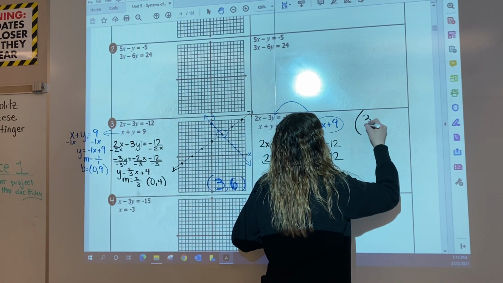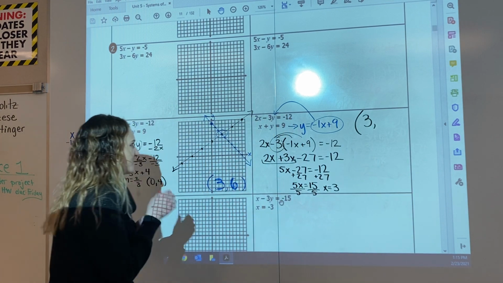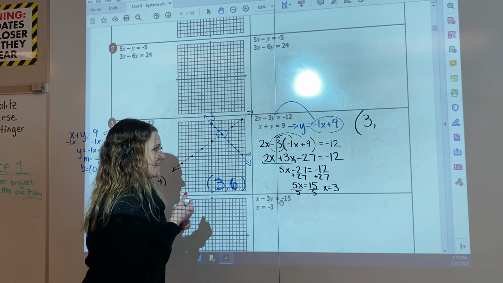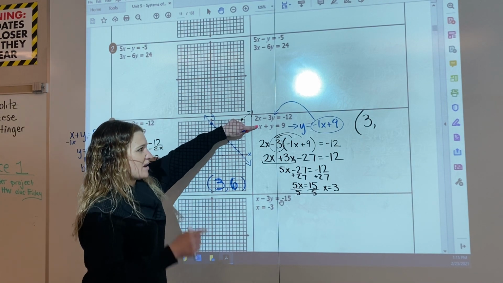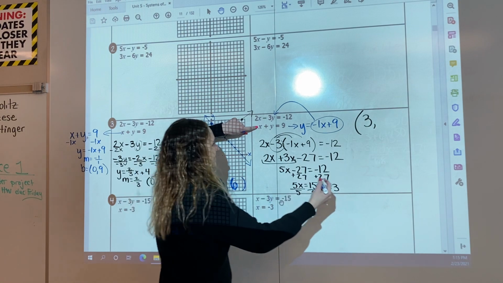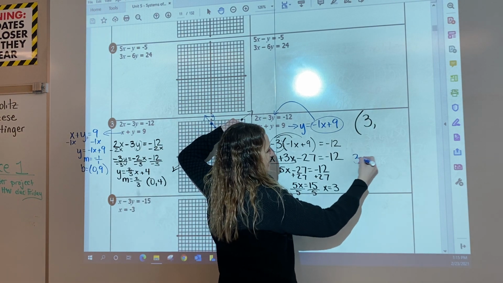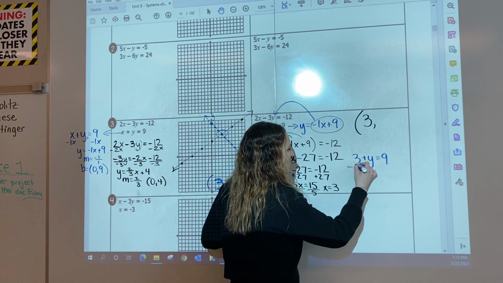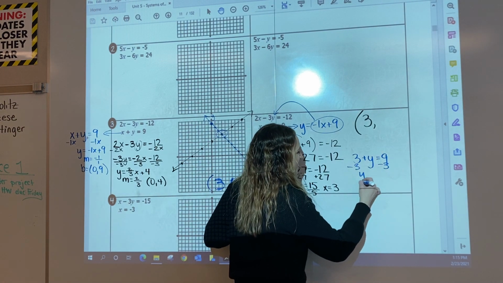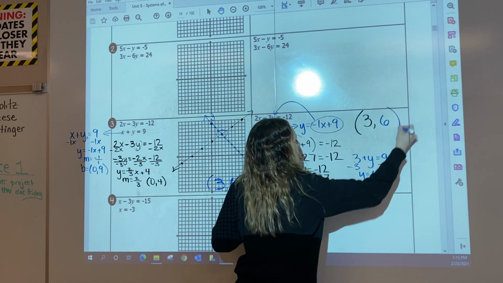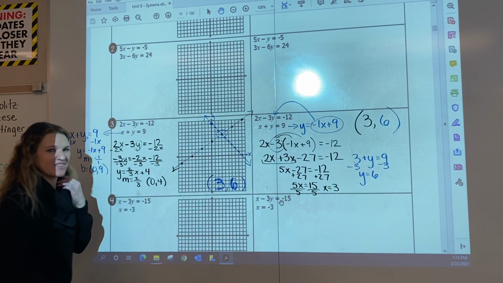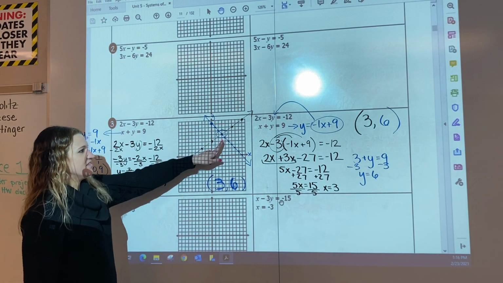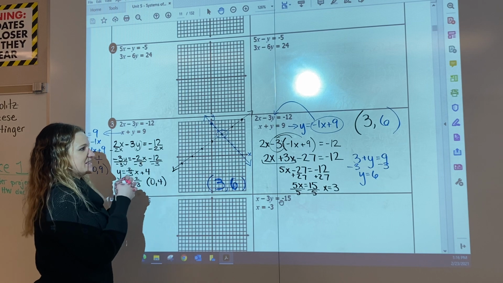Now, in order to solve for my y, I'm going to substitute that 3 back in for x and solve. I'm going to use this bottom equation because it looks super easy. So instead of my x, I'm going to have that 3, then plus y equals 9. All I have to do is get rid of that 3, and y is going to equal 6. Beautiful.